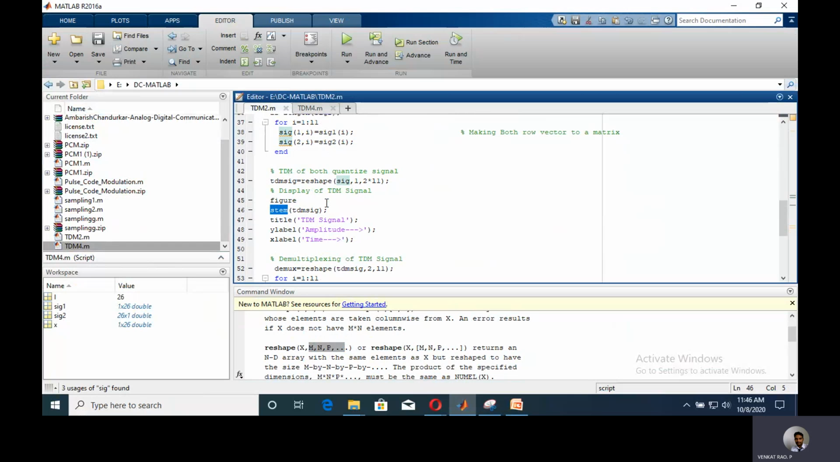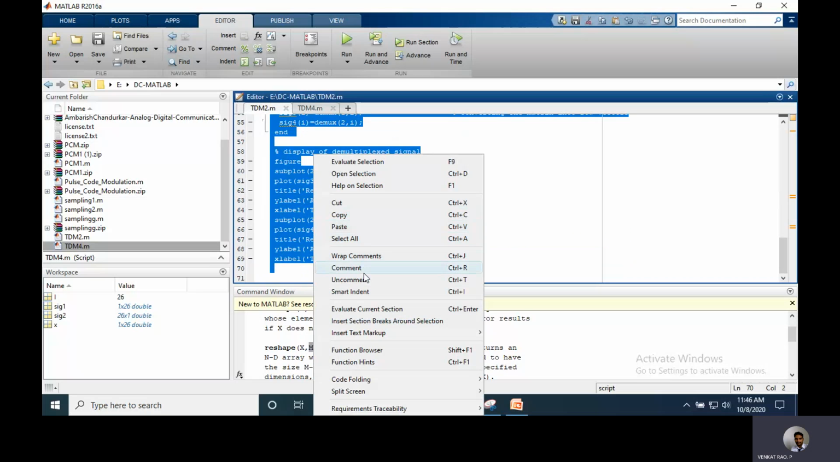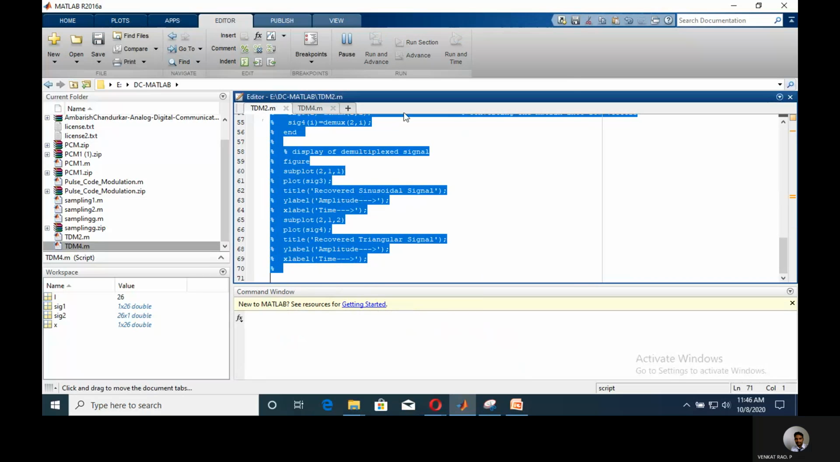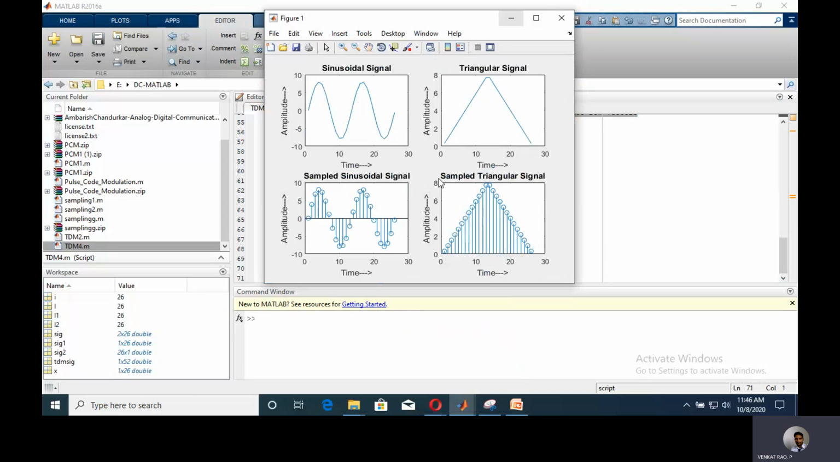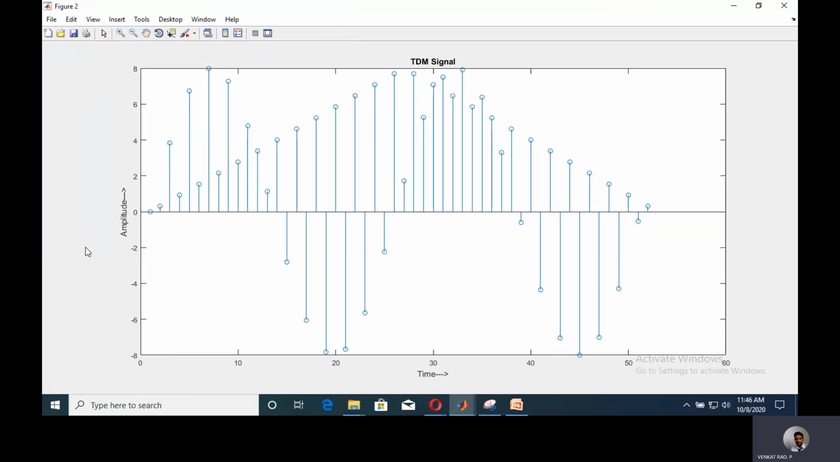That's why here I am taking the stem of this TDM signal after reshaping. Then if you display this directly, you can clearly observe the time division multiplexed waveform. For example, here I am commenting out the remaining part and I am going to observe the output. Then if you clearly observe, this is the input signals and the multiplexed sampled version of the input signal. So in the second window, you can clearly observe the multiplexing of two signals. For example, we clearly observe these amplitude values. This is the sine wave and the corresponding sampled version of the sine wave. And this is the triangular wave and the sampled version of the triangular wave. So both the sampled version of the sine wave and triangular wave are multiplexed here as a single waveform containing some number of samples.